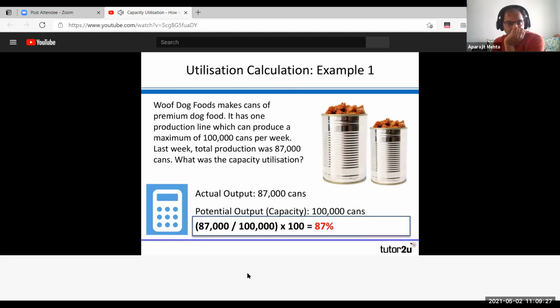In other words, Wolf Dog Foods is operating below its potential capacity and it has spare capacity, the difference between actual utilization and 100%, of 13%, doesn't it? It could operate, if it was making 100,000 cans each week, at 100% capacity utilization. But it's working at 13% lower than that, 87% capacity utilization.